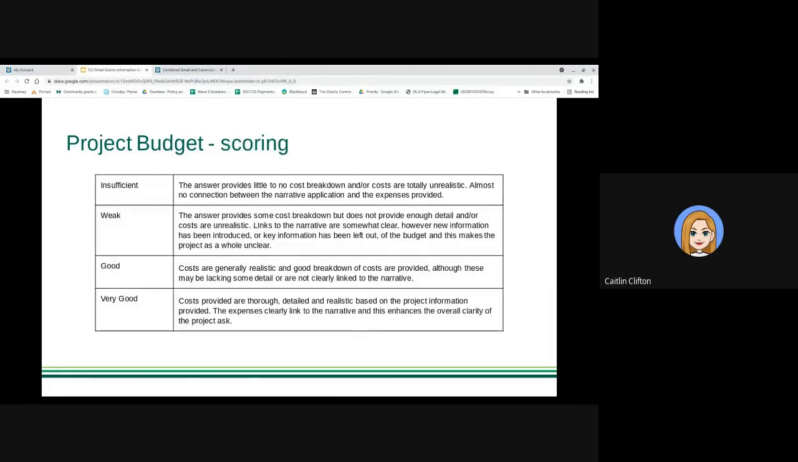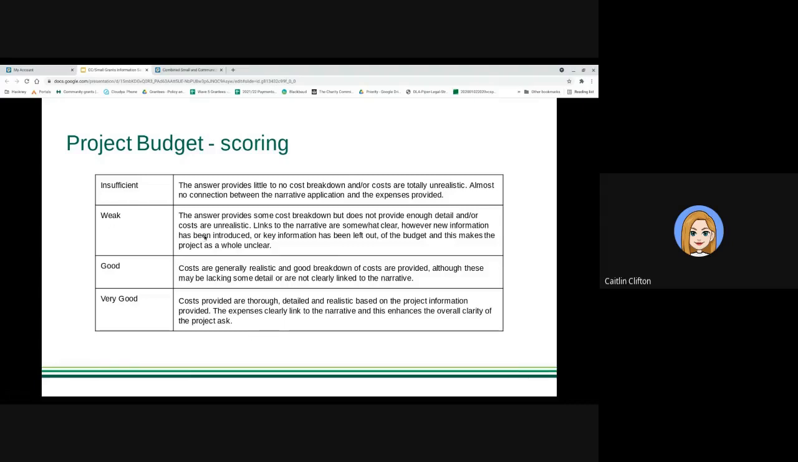In terms of scoring, let's go down to the very good. The costs provided are thorough, they're detailed, they're realistic, based on the information you've given us. The expenses clearly link to the narrative, and it enhances the overall clarity of the project asks.